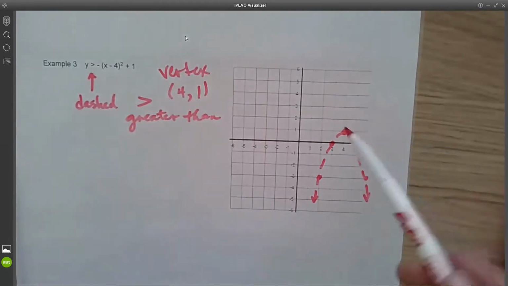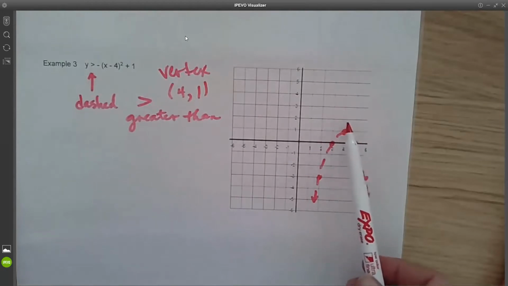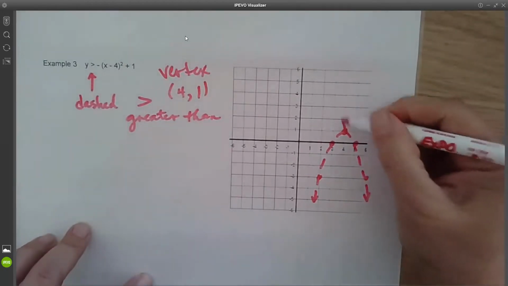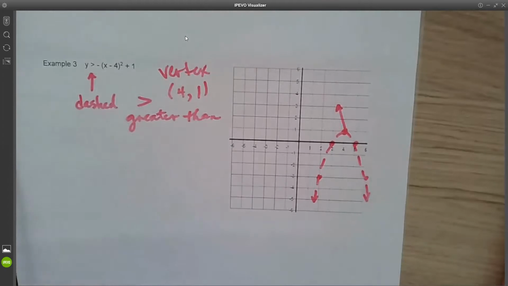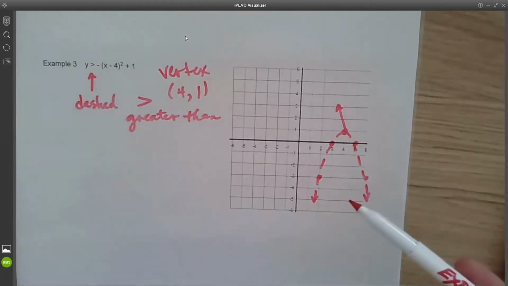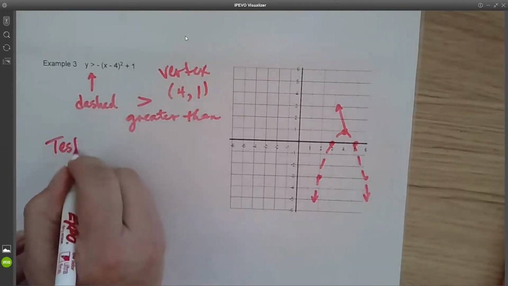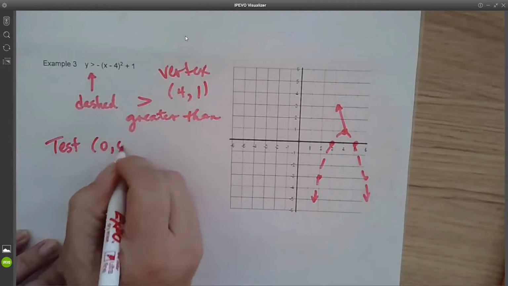And since I have a greater than, I know, because I know the way this works, that my solutions will be greater than my vertex. So outside the parabola in this case. But I'm going to go ahead and do a test point before I go coloring everything in, just to make sure.